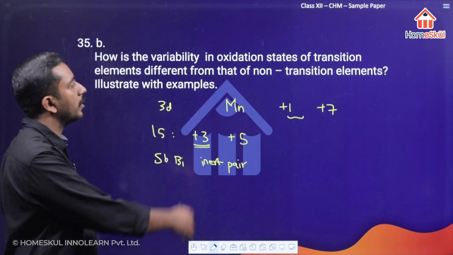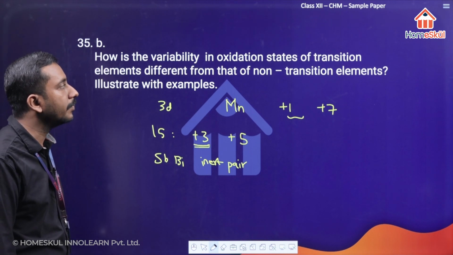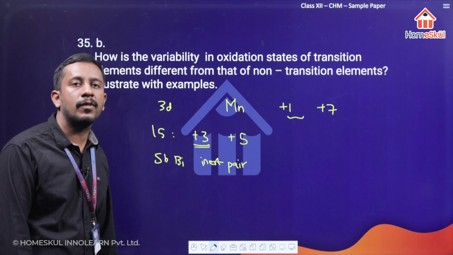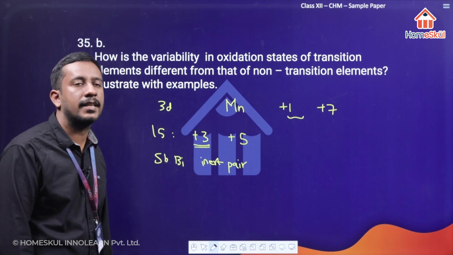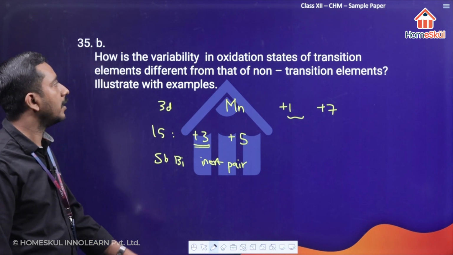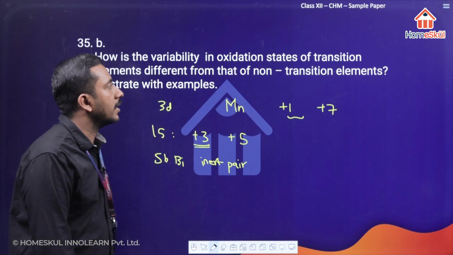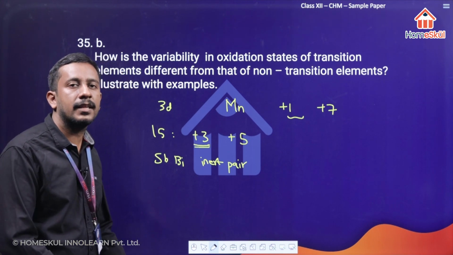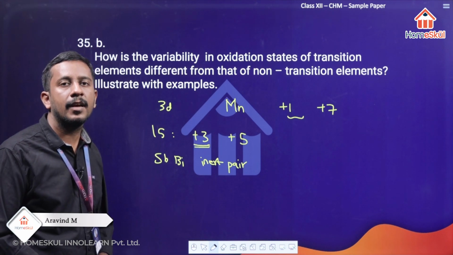But the reverse is true in the case of transition elements. As we move down the group for heavier elements, the higher oxidation state will be more stable in the case of transition elements. So this is how we differentiate the nature of oxidation states that is observed in the case of transition elements and the remaining elements in the periodic table.